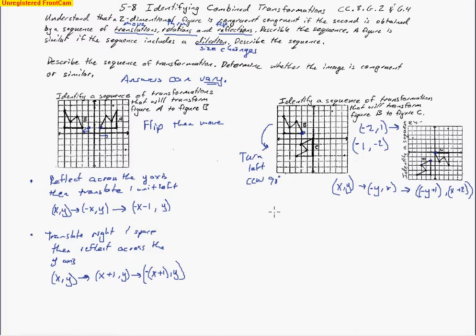So basically it was a rotate counterclockwise 90 degrees, then translate 2 spaces. Let's see, it was 1 space right and 2 spaces up. Well, let's take a look at another one here.